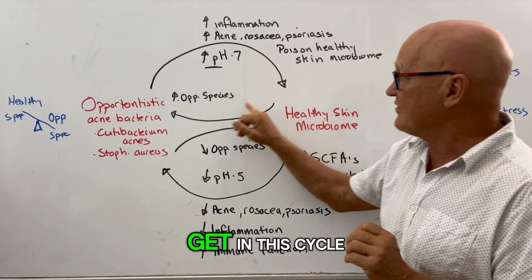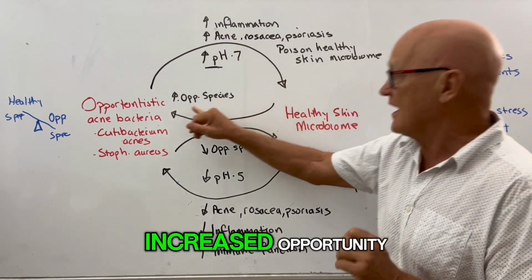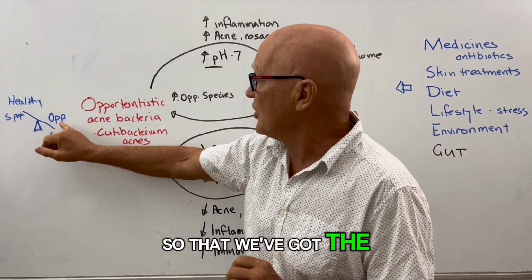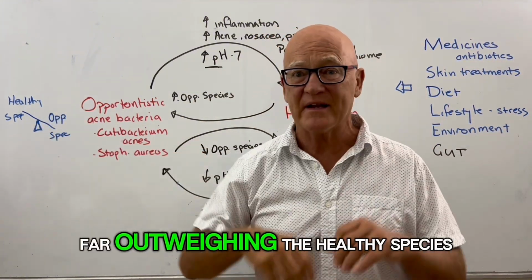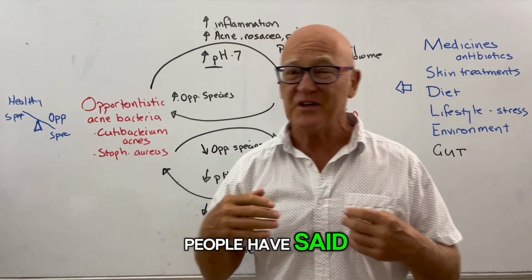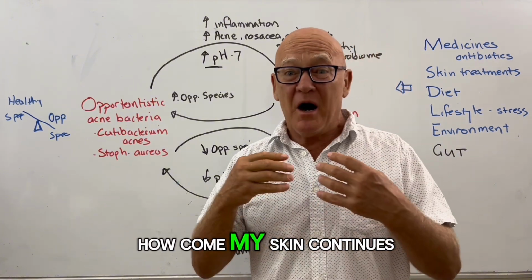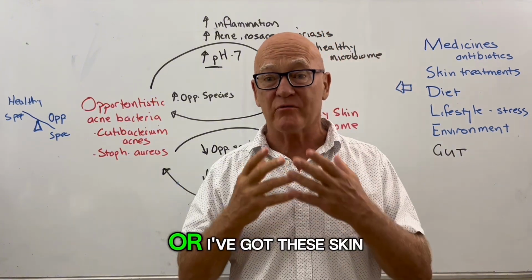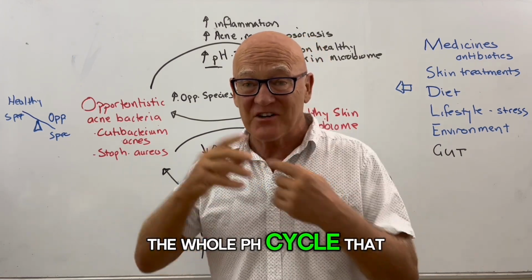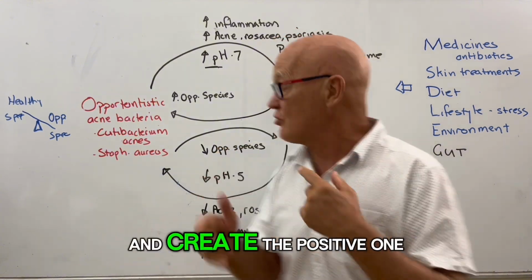So we go around and it gets in this cycle: increased opportunistic species, pH 7, goes around, increased opportunistic species, and it just goes round and round and round. So that we've got the opportunistic species far outweighing the healthy species, and therefore you've got lots and lots of skin problems. People have said, but how come? I'm doing all the right things. How come my skin continues to break out, or I've got these skin conditions? And it may be the whole pH cycle that I'm talking about here. So fortunately, I'll show you how to break into that cycle and create the positive one.